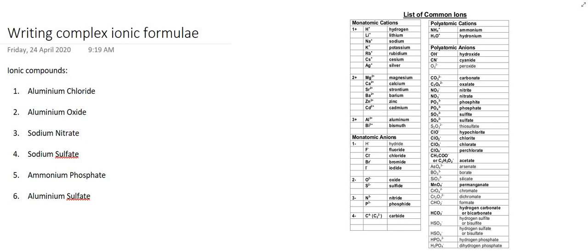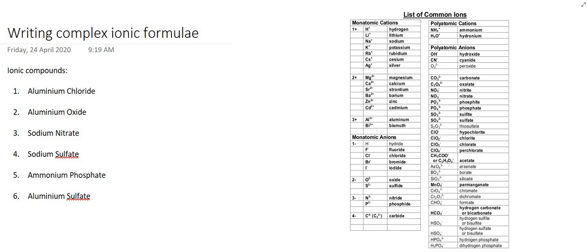So chemists don't like to write their names all the time. They like to write their formulae so that we can write chemical equations and things like that. So the purpose of this video is to show you how to write those formulae using some more complex polyatomic ions as well. So first step is always, we're going to do number one here, aluminium chloride.